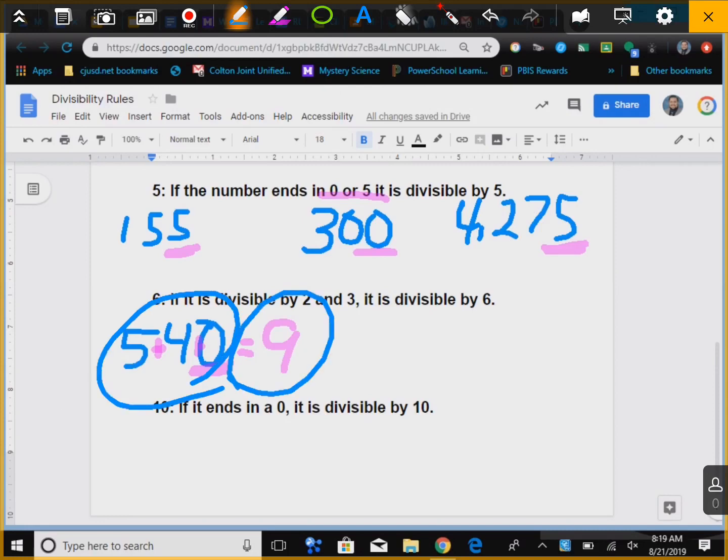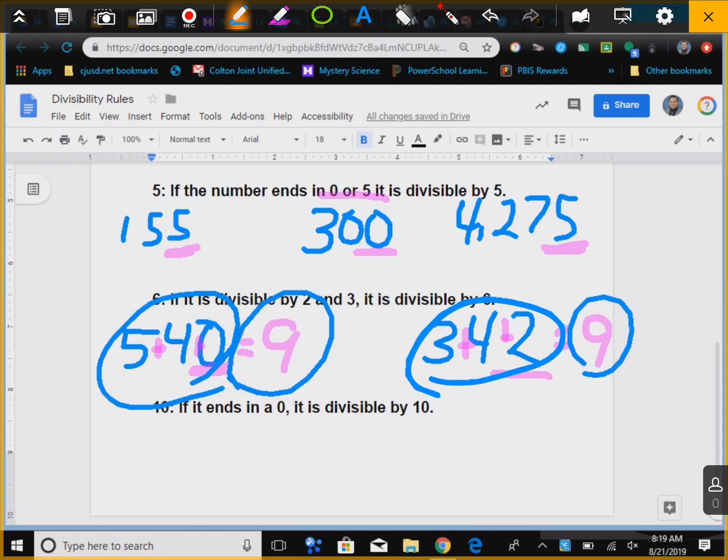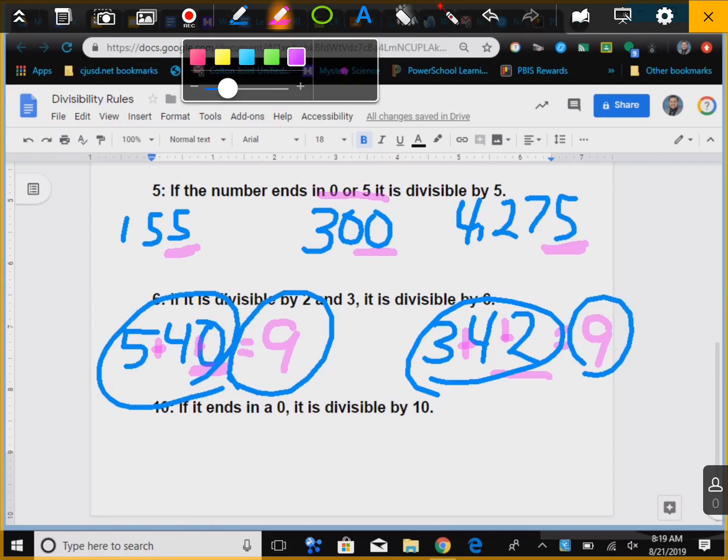Let me give you another example. Let's say I have 342. It ends in a 2, so it's divisible by 2. When I add them all up, 3 plus 4 is 7, plus 2 is 9. I know that this is divisible by 3, so 342 is divisible by 6. So all Rule 6 is, is to check rules 2 and 3. If it checks out yes for both of them, then you can divide it by 6.